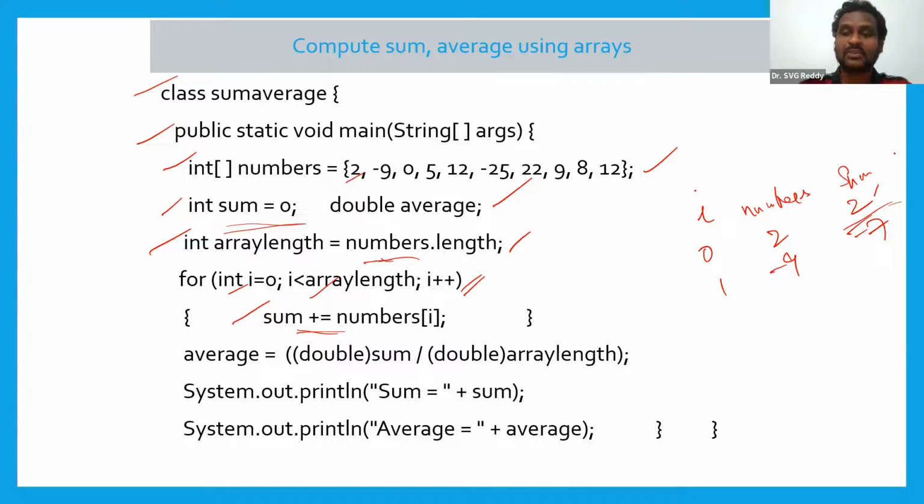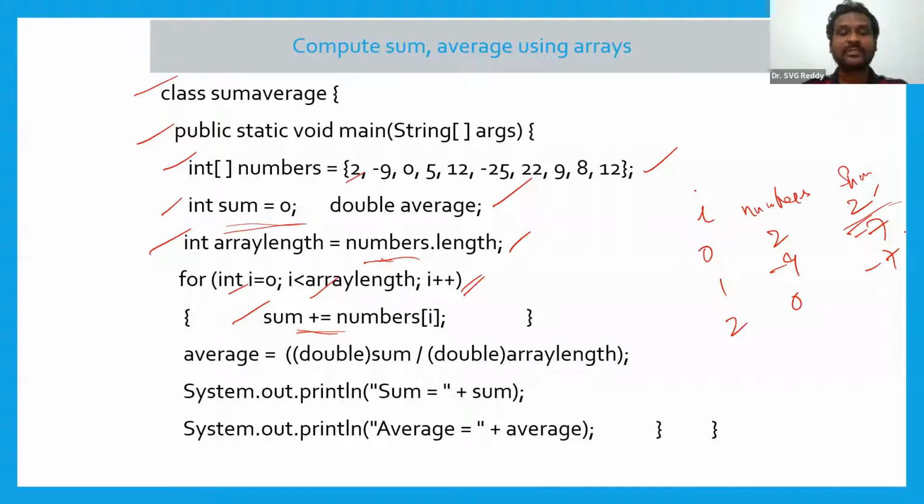So the current sum is 2, and then sum is equal to sum plus numbers of i. Numbers of i is numbers of 1, which is minus 9. So 2 minus 9 is minus 7. Again, i plus plus, i is 2 now. Then what will happen? Numbers of 2 is 0. So minus 7 plus 0 is minus 7 only.